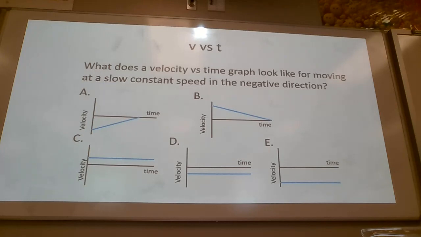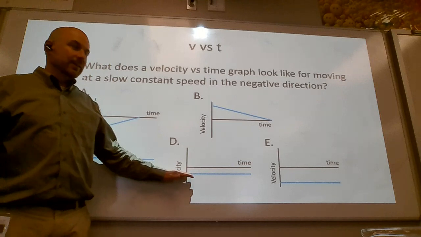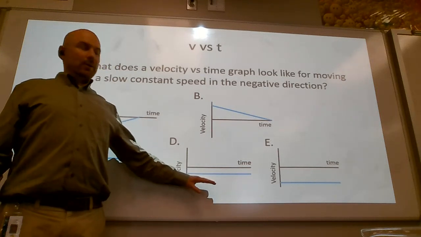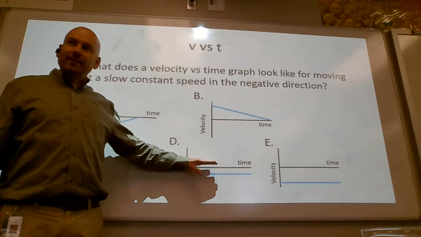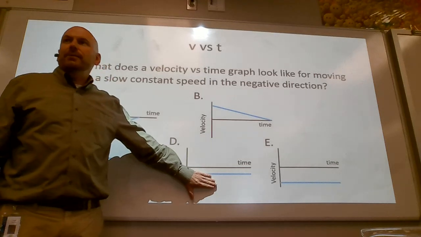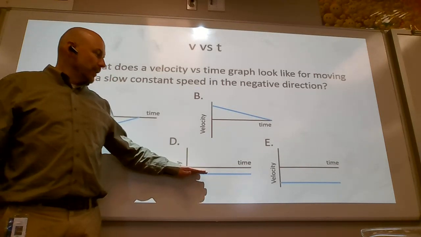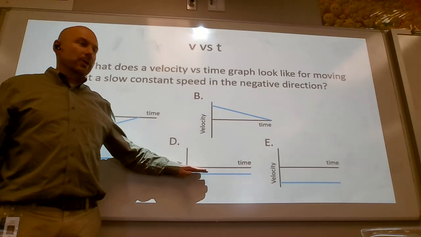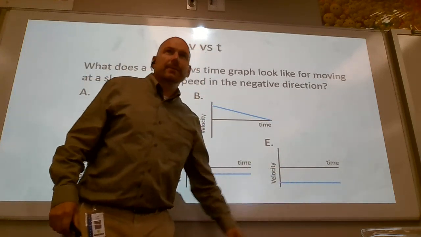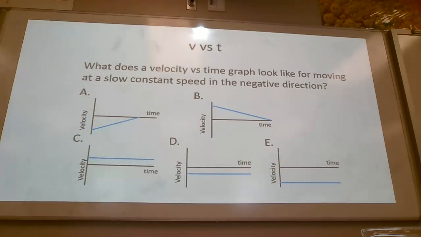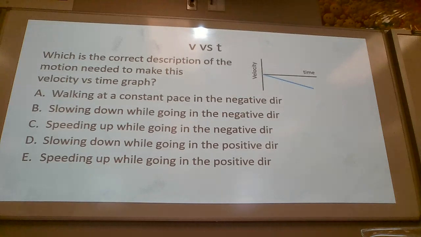Okay. Correct answer is D, dangerous dinosaurs. Hopefully your conversation sounded like this. You're below the x-axis because it's going in a negative direction. You're close to zero because it's slow, versus E is fast in the negative direction. Okay? All right.